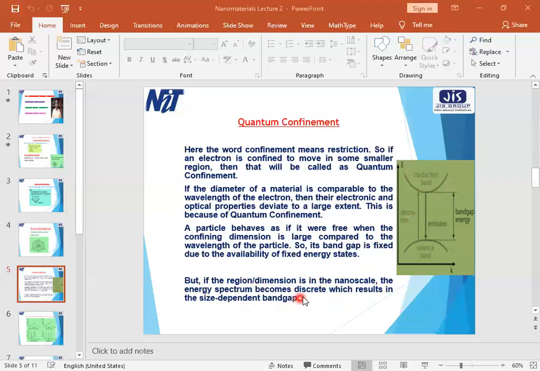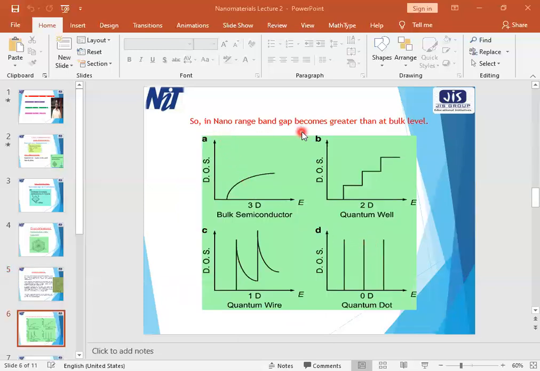But if the region dimension is in the nanoscale, this happens to the material if you are just squeezing its dimension from bulk body to the milli range or micro range. But if the region dimension is in the nanoscale, the energy spectrum becomes discrete, which results in a size-dependent band gap. That band gap will not be fixed. That will change. And what will happen? It will become bigger. So in the nano range, the band gap becomes greater than at the bulk level.